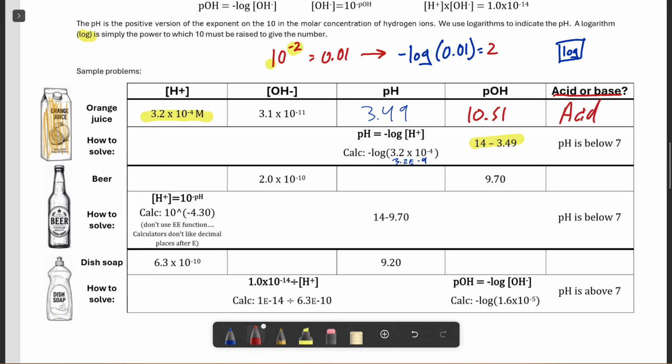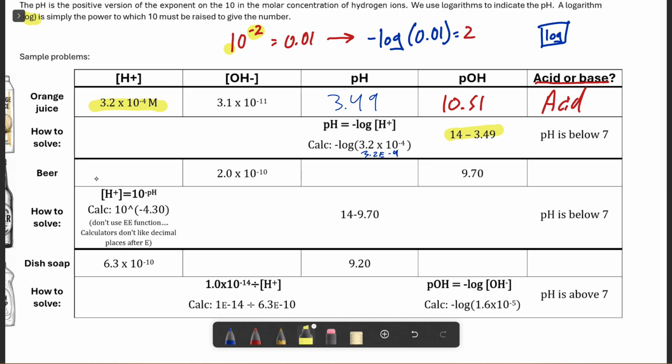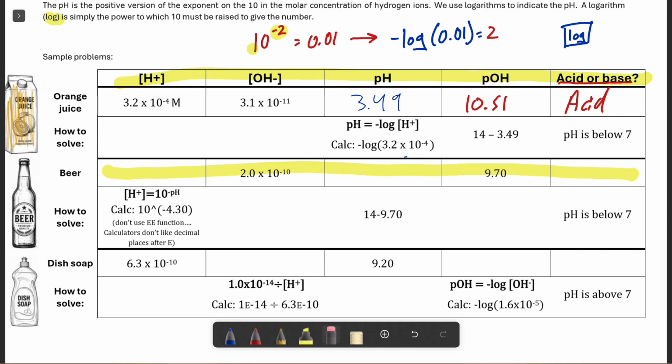All right, let's go down to beer here. For beer, I'm looking at this row of data and examining the acids and bases. If you're behind and you need to ask the sub to pause, you can do that. But we're going to look here. Okay, so my concentration of H plus is missing. So I want to find out what that is.